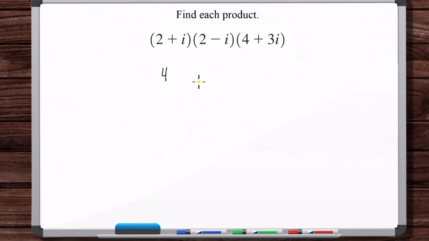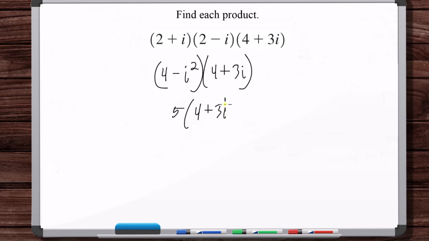Okay, 4 plus 2i minus 2i minus i squared. 4 plus 3i. Okay. 4 plus 1 is 5. All right. 20 plus 15i.